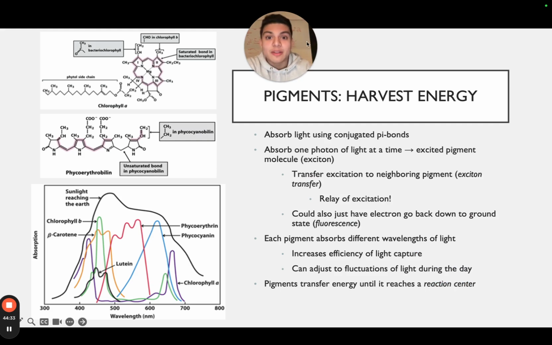So talking about the light reactions, don't worry about the Calvin cycle. We will go over that in a little bit. So for the light reactions, we are talking about inside the thylakoids. So keep that in mind. We're inside the thylakoids now.